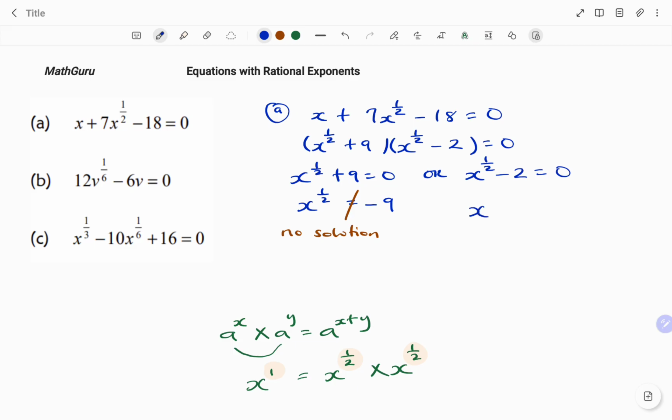I have x to the 1 over 2 equals positive 2. And in order to find my x, I'm going to square both sides using the laws of exponents that says power to power, you multiply the powers. So that will be 1 over 2 times 2 is 1. So therefore, x equals 4.